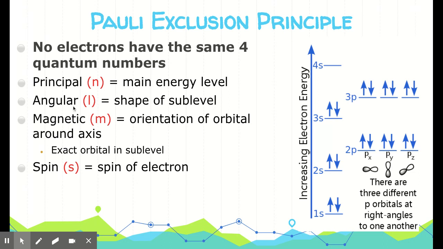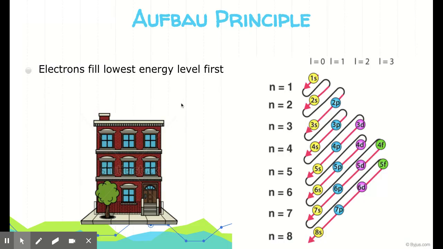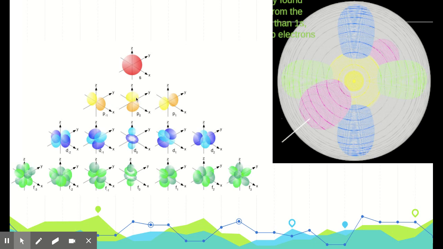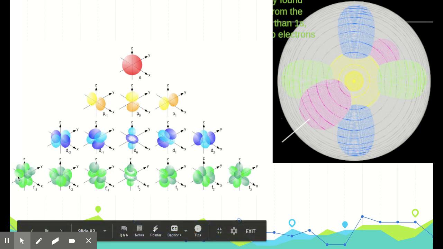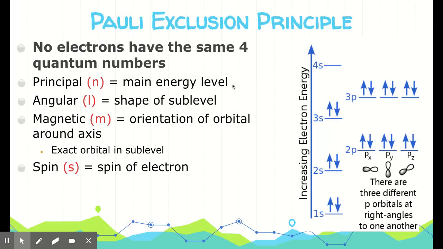There's the shape of a sublevel. The shapes of the sublevel are, let's go back here, these. These are all obviously different shapes or different arrangements. Then there's the orientation of the orbital around the axis, the way that it is angled around the axis, and then the spin of the electron.